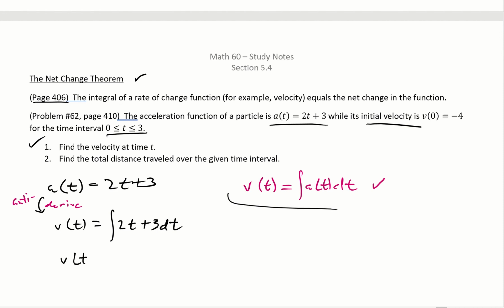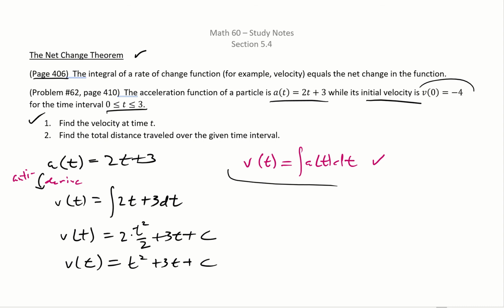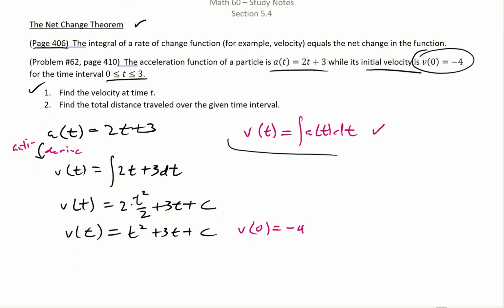So let's do it. Pretty easy. We go 2 times t squared over 2 plus 3t plus some sort of c. So the velocity function is t squared plus 3t plus c. Now here comes the initial velocity story. The initial velocity they gave us is v of 0 equals -4. So when we plug in 0, 0 squared plus 3 times 0 plus c should be -4, which means that c is -4.